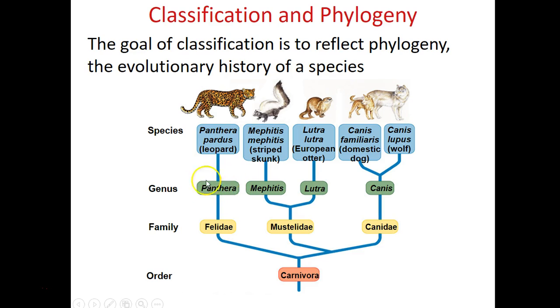So within the felids, you've got Panthera, so that's a genus that's got panthers in it, such as the leopard. You also have your domestic cat as well. In the mustelids, there's two different genera. Mephitis and Lutra are some examples of them. You've got your skunk and your otter. So skunks and otters are more closely related to each other than they are to leopards. And then in the canid group, you've got the genus Canis. That's got Canis lupus, which is the wolf, and familiaris, which is the domestic dog. So obviously in this representation, the domestic dog and the wolf are more closely related to each other than they are to otters or to the leopard.